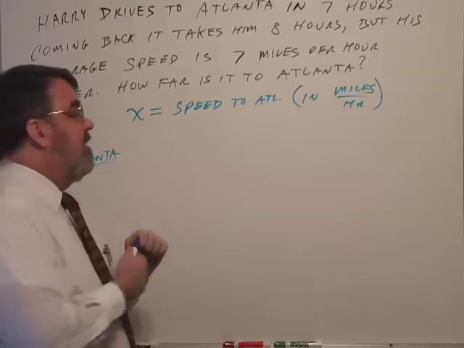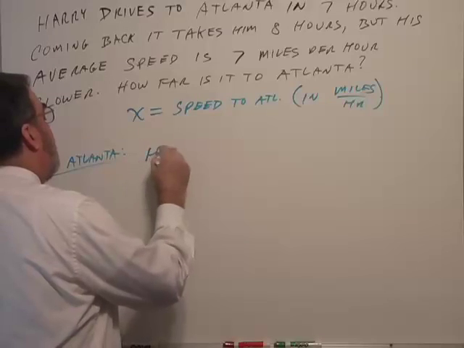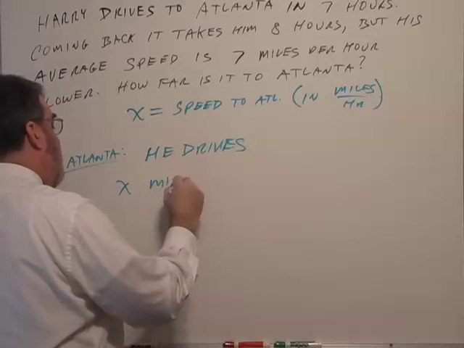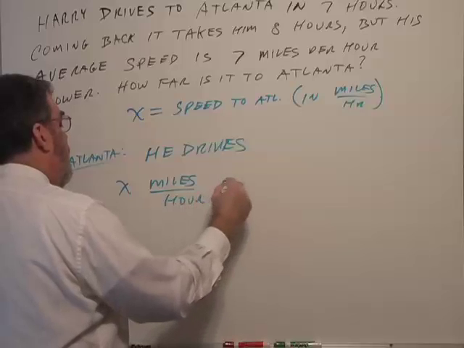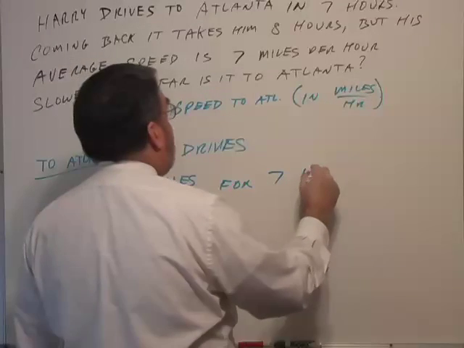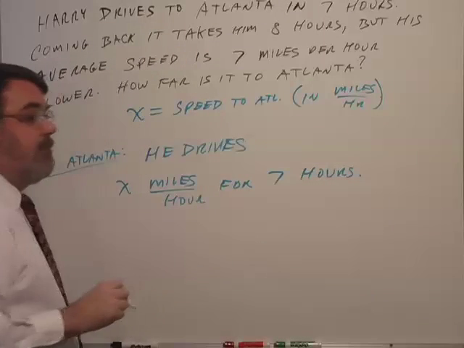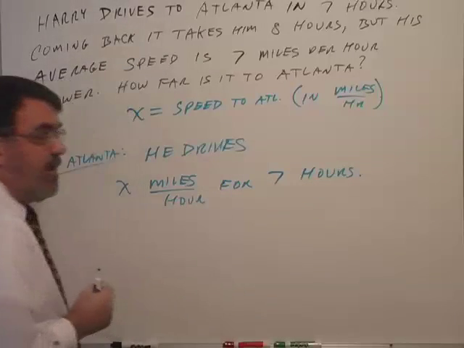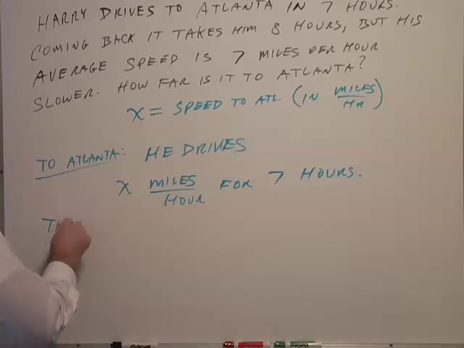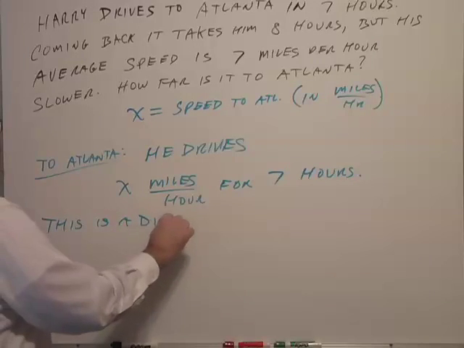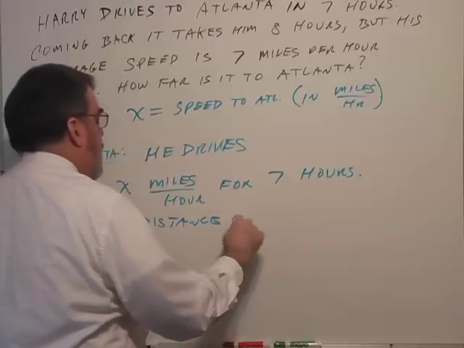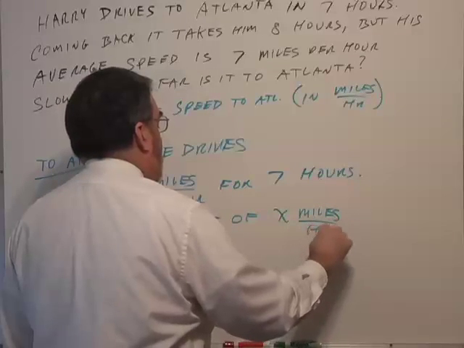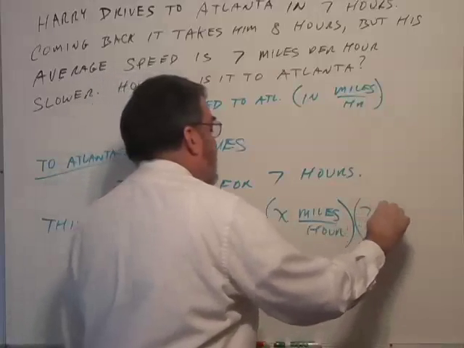And so let's see. He drives x miles per hour for 7 hours. All right, now from this we can get the distance. Because if we multiply these together, look what happens here. So I'm going to say that this is a distance of, and I'm writing the words out here, x miles per hour times 7 hours.